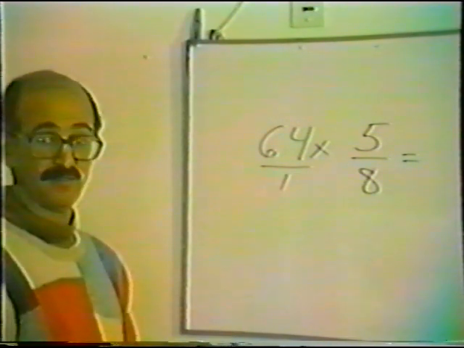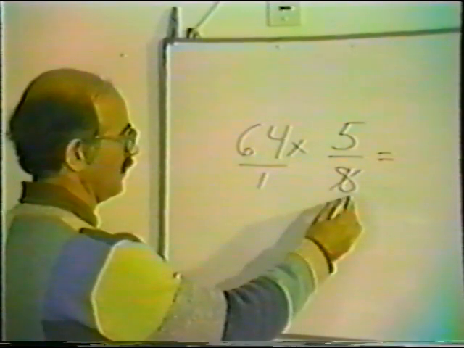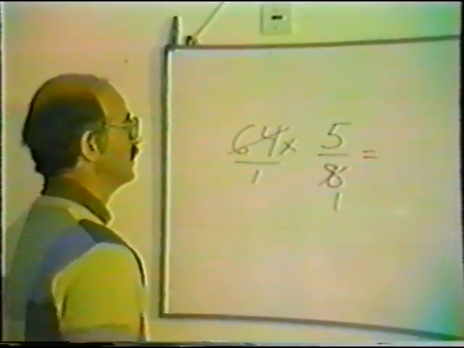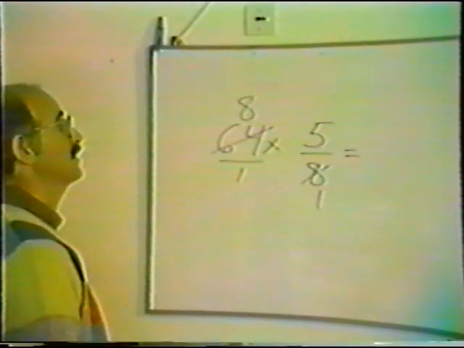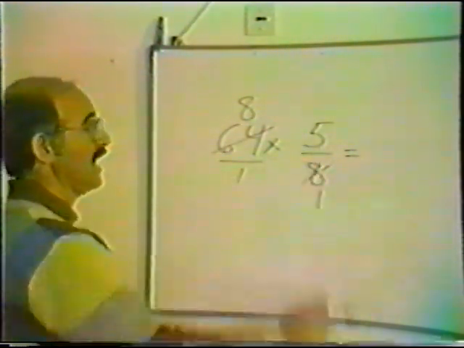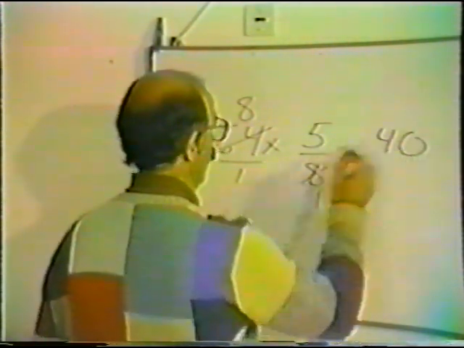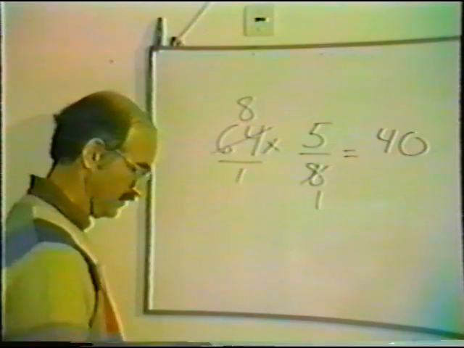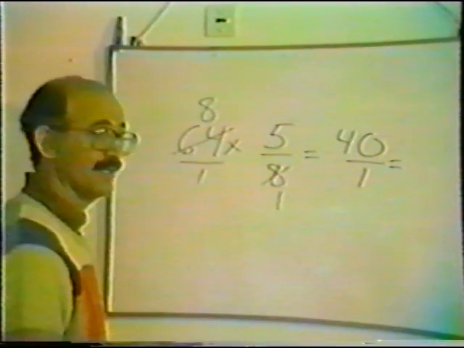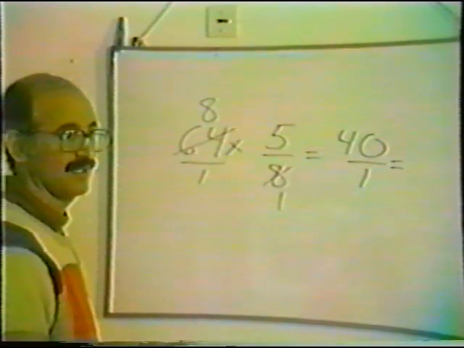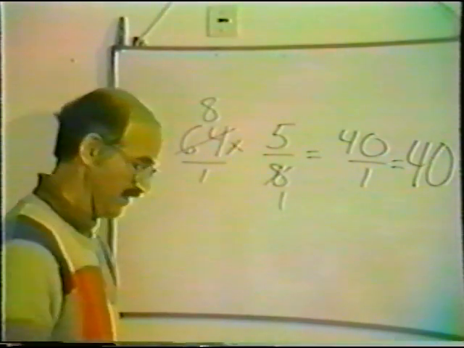Now can we cancel? Yes. 8 into 8 is? 1. And 8 into 64 is? 8. Then we can multiply across. 8 times 5 is? 40. 1 times 1 is? 1. And 40 over 1 is the same thing as? 40. And that is our answer.